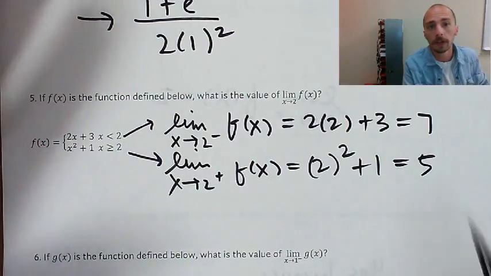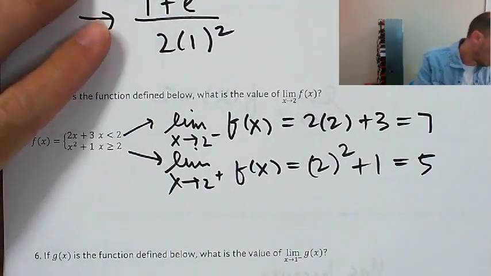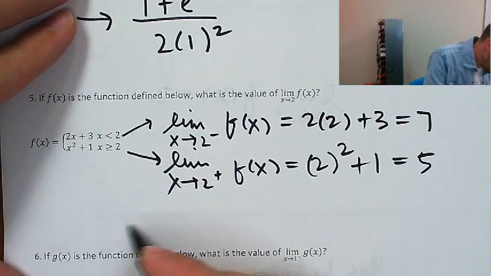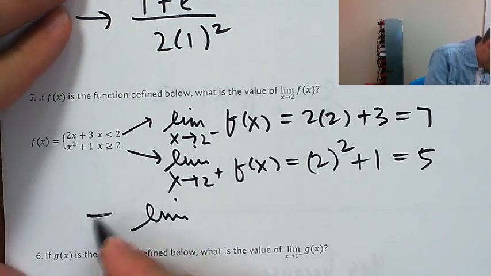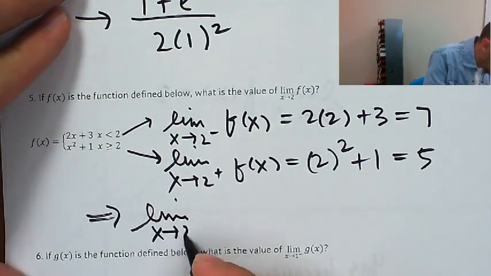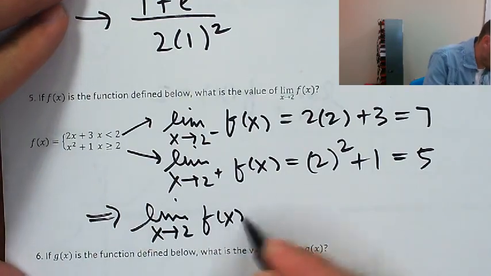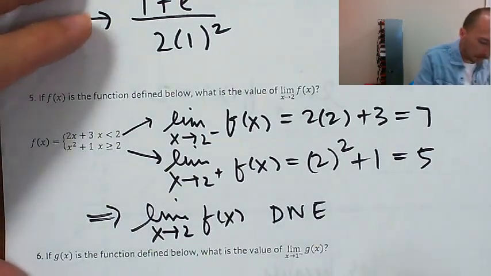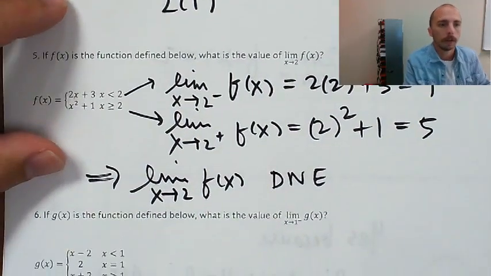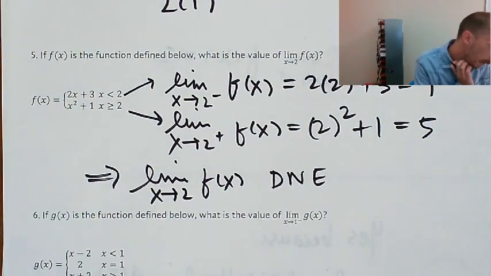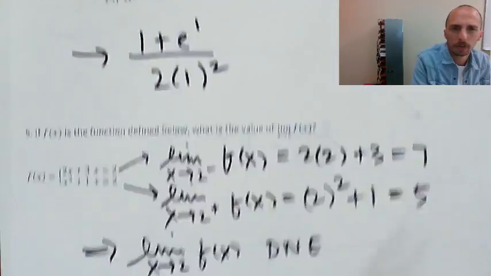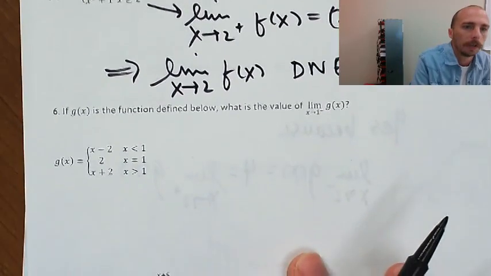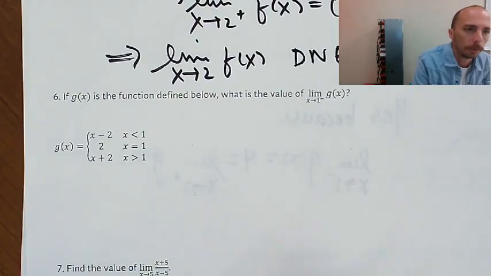And since these aren't the same, the limit from the left is not equal to the limit from the right, I'm going to say the limit as x approaches 2 of f of x doesn't exist, because of that. It didn't say really to explain my reasoning or anything here, so I think that'll be enough. That's fully justified. So g is defined below.